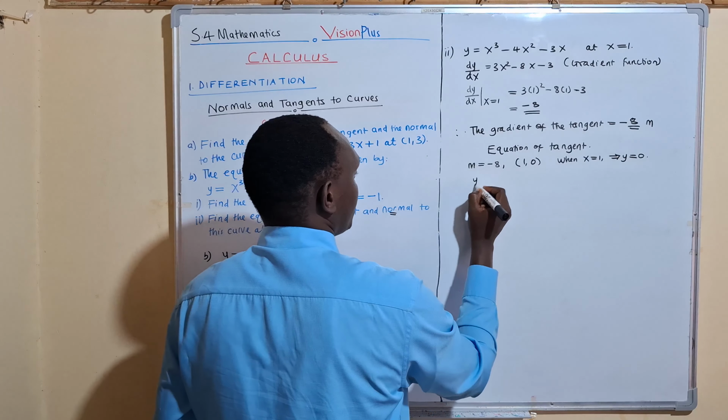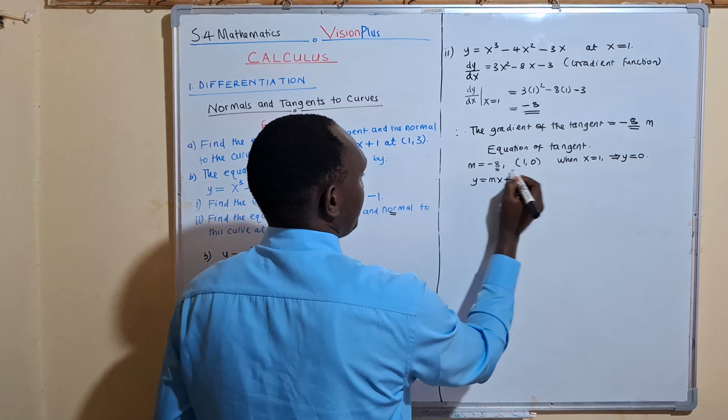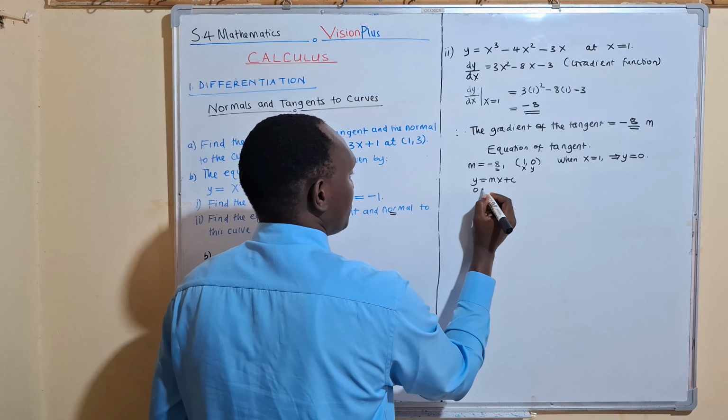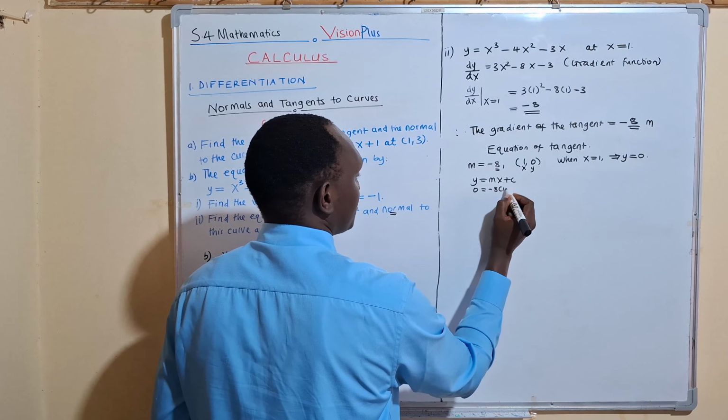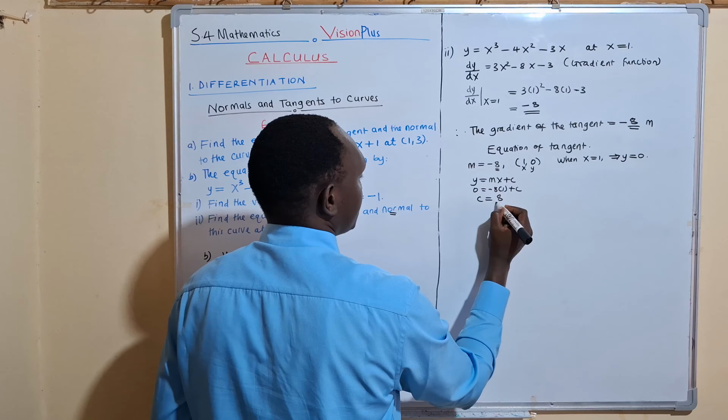Therefore, the tangent is a line given by y = mx + c. So we have m, we have x, we have y. So we can find c. That means 0 = -8 times 1 + c. So our c here is +8.